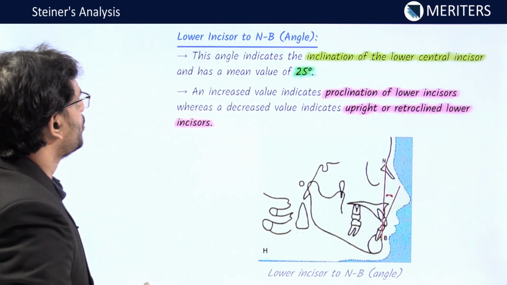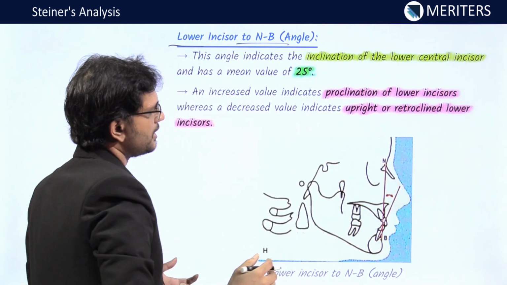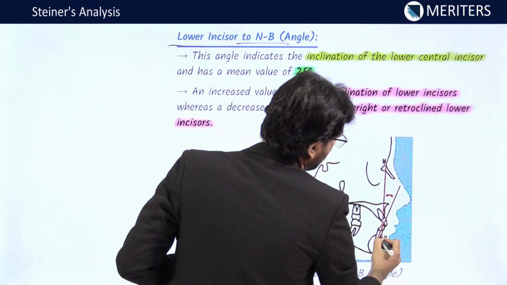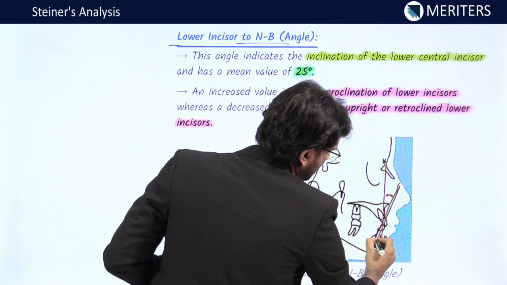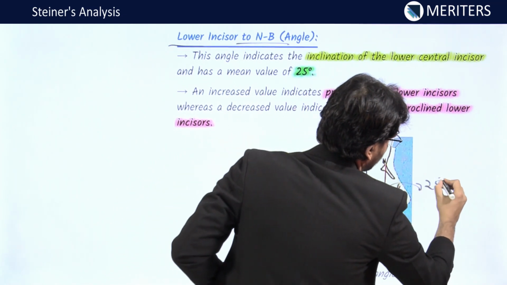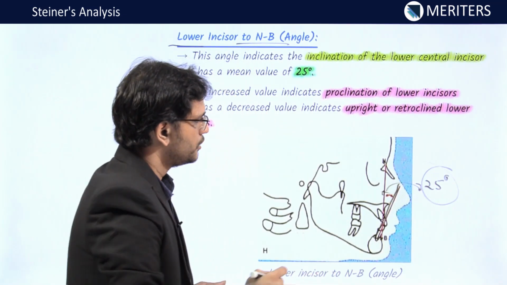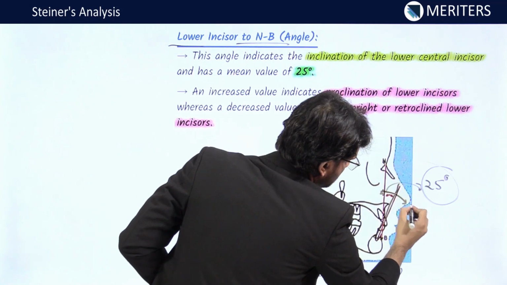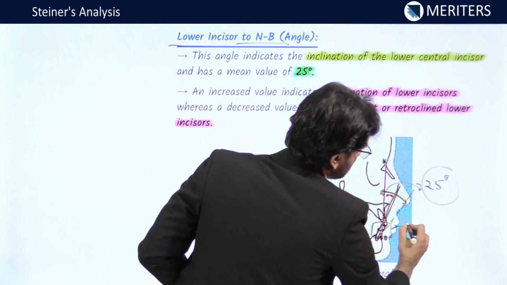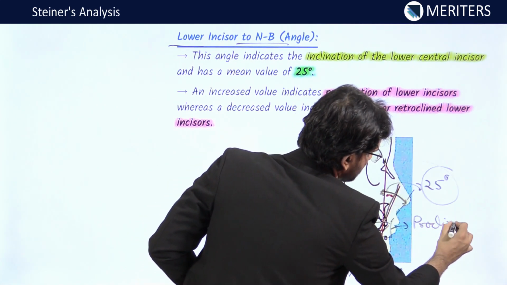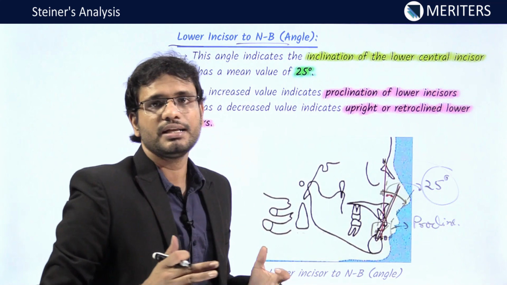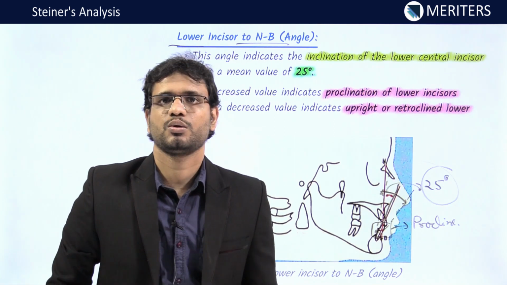The third dental parameter tells you about the lower incisor proclination, or the inclination of the lower incisors. This is the lower incisor to NB angle. Just like the upper one we did, it is the same. The angle is measured between the NB and the axis of the mandibular incisor. This angle is generally 25 degrees. If it is more than 25 degrees, that means the mandibular incisors are proclined, and if it is much less than 25 degrees, that means the mandibular incisors are more upright or retroclined.